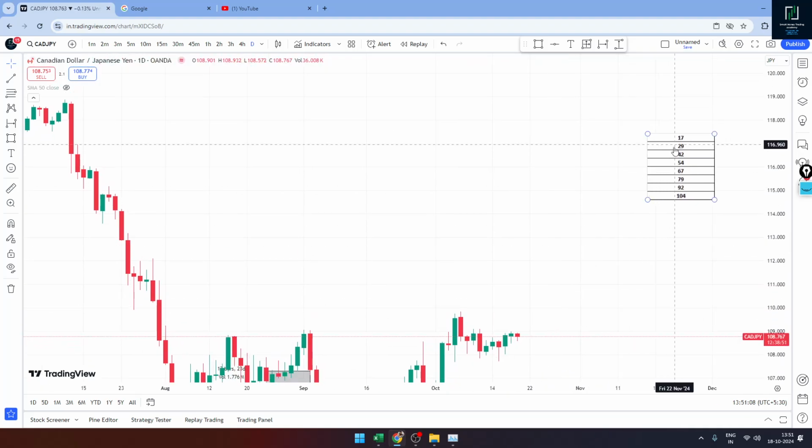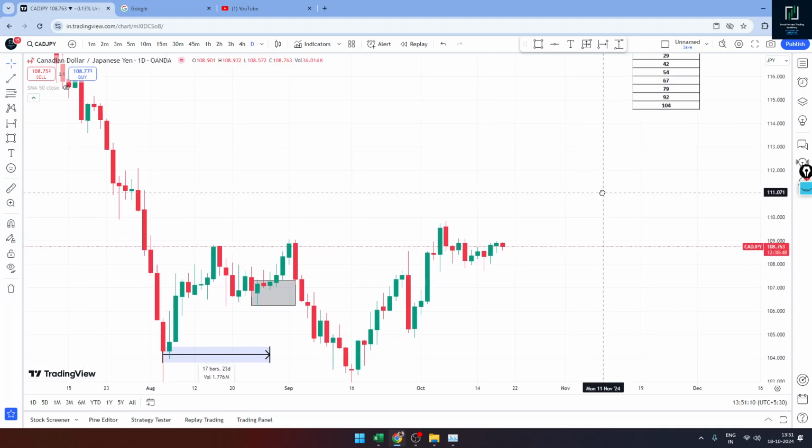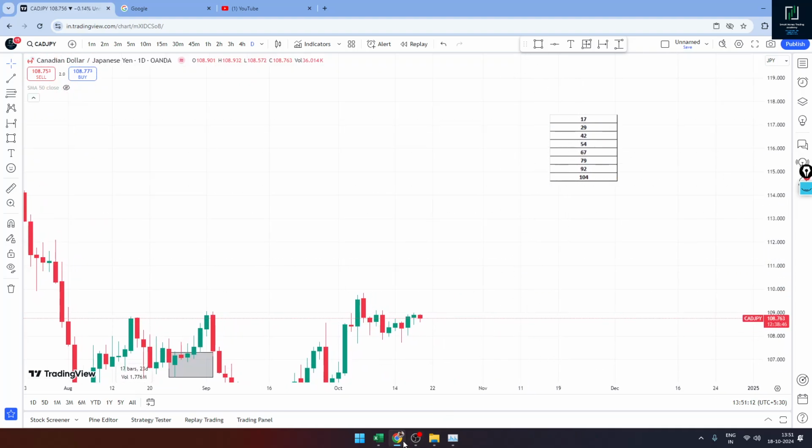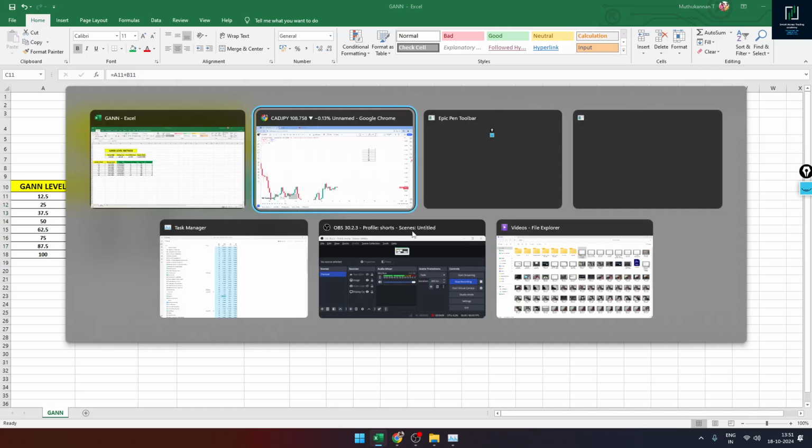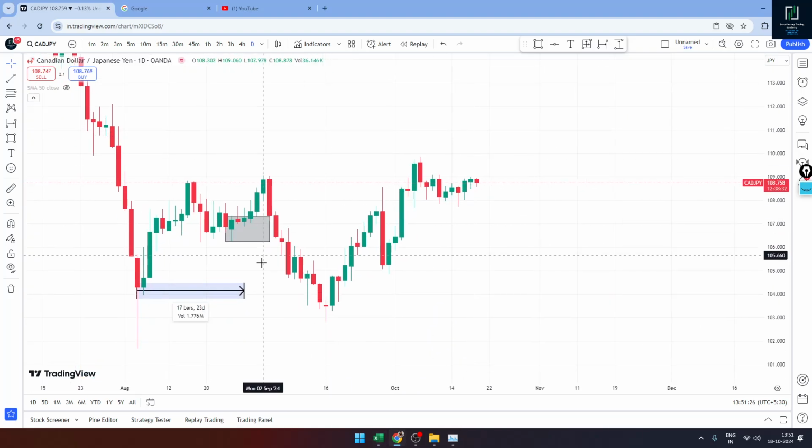Now let's go to the 29th candle. Now also you need to understand one thing. Sometimes this value works better than the rounded off value. Okay, so if you take the 16th day instead of 17th, without rounding off, in the same chart, what would have happened if I take the 16th day?